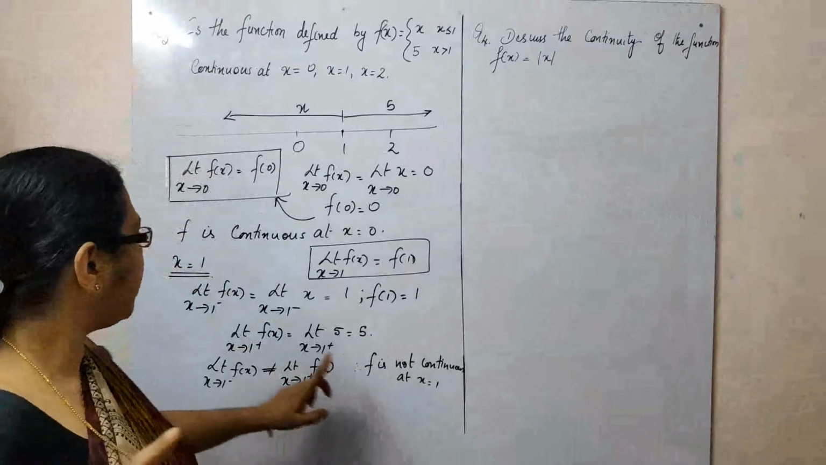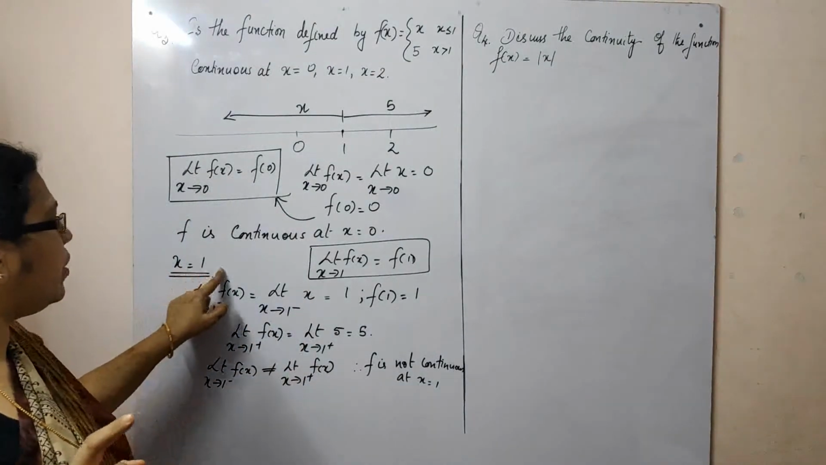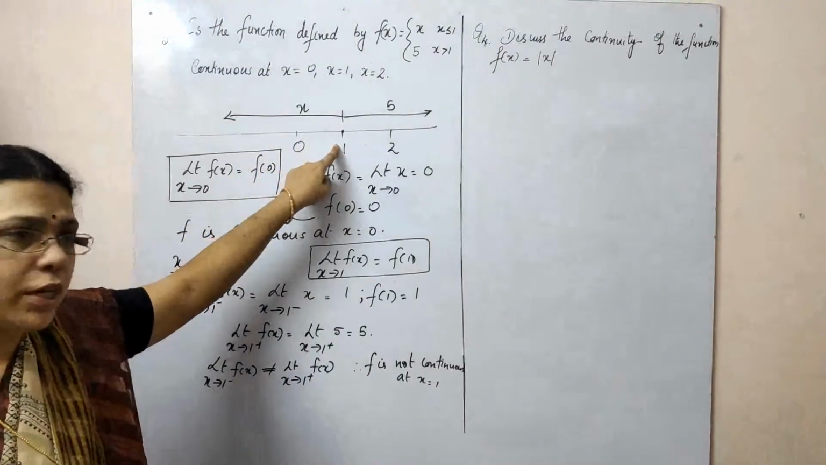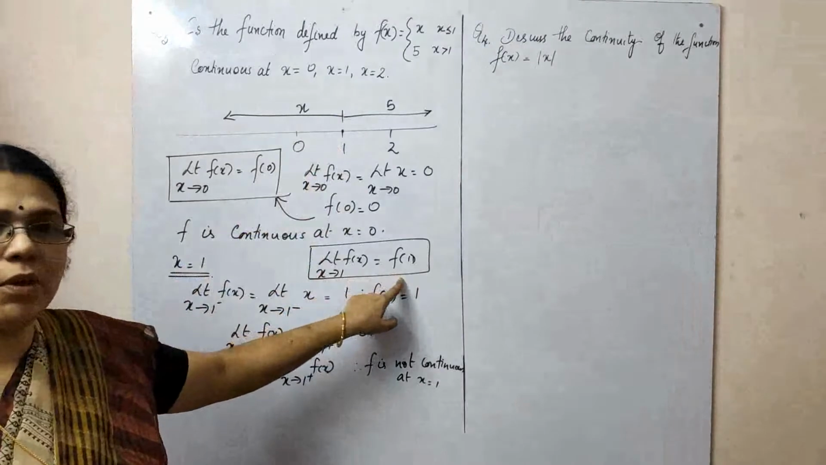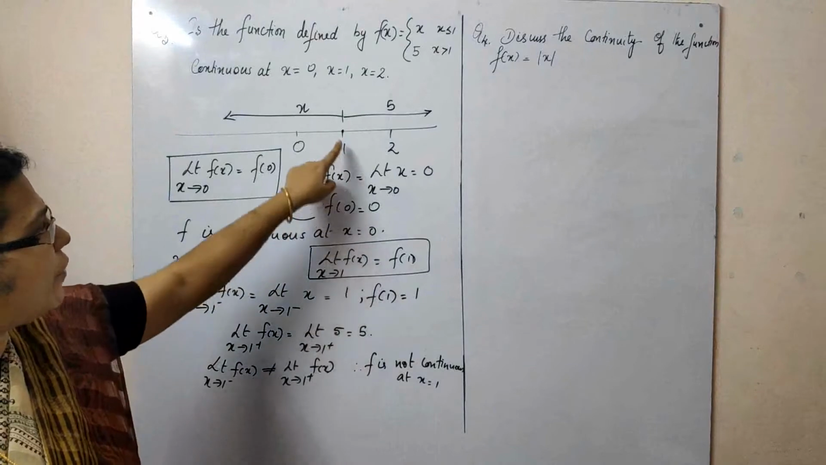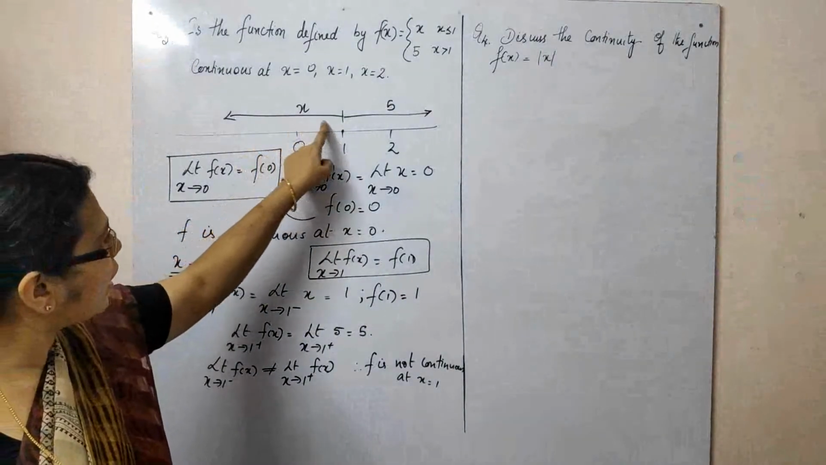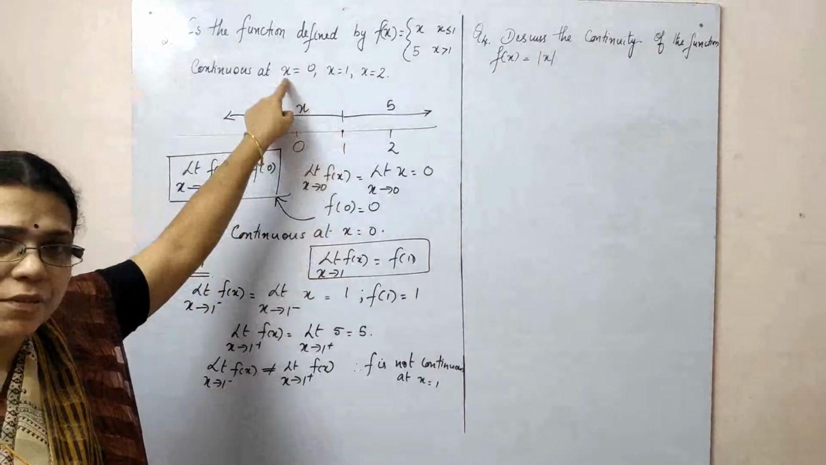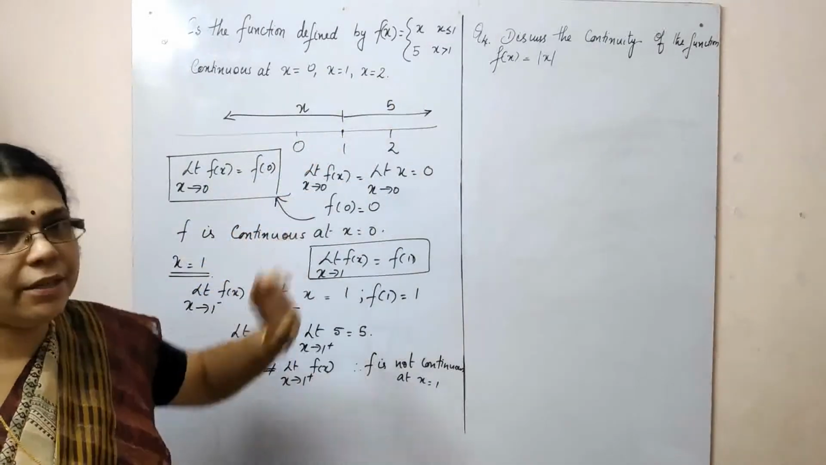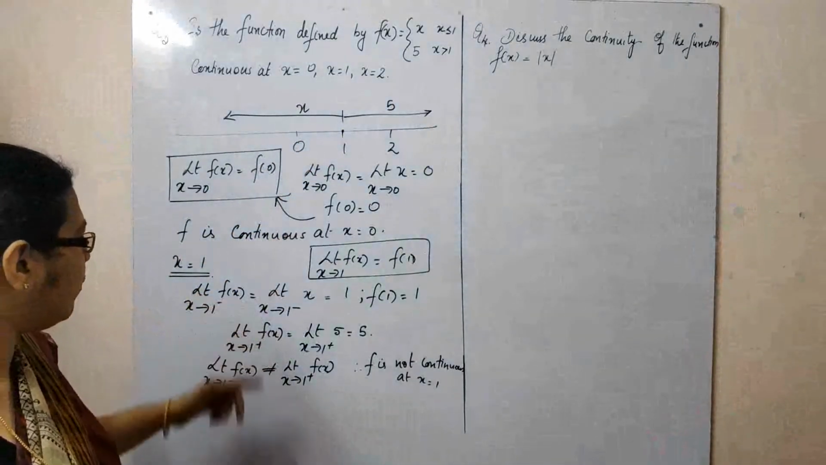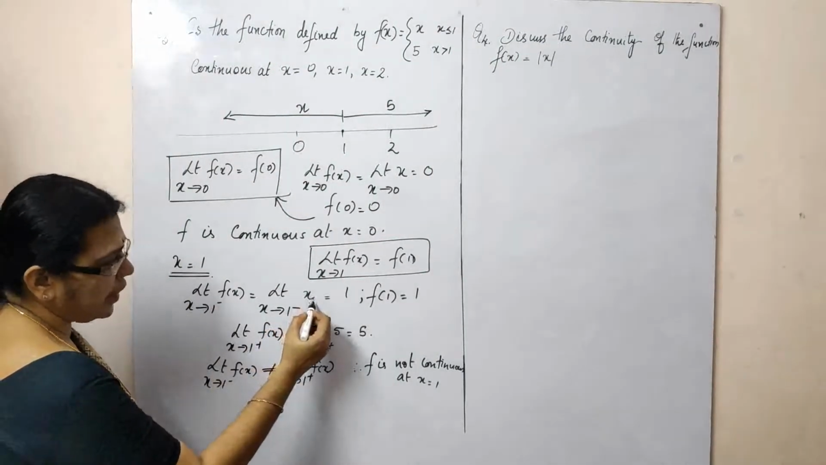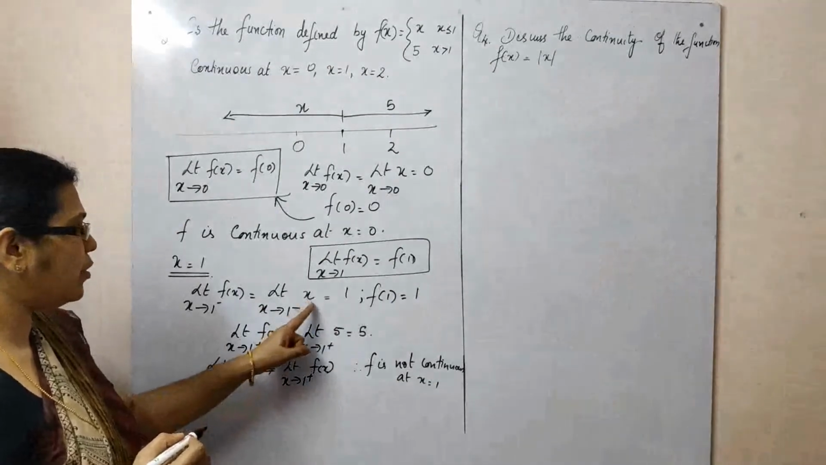One more thing children, one more time I am going to tell you the same thing. To check for continuity at x equal to 1, I need to check for what? Whether the limit as x tends to 1 of f of x is equal to f of 1 or not. Now when I check the limit, as x approaches 1 from the left hand side, the function value is different. When it comes from the right hand side, the function value is different. So I need to check both the left and right limits.